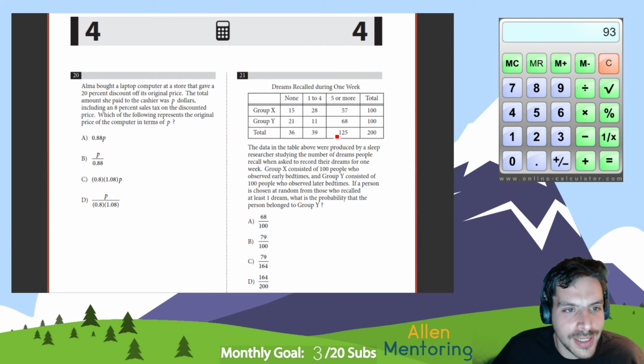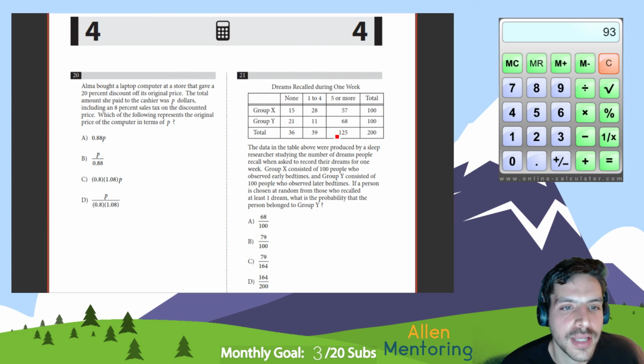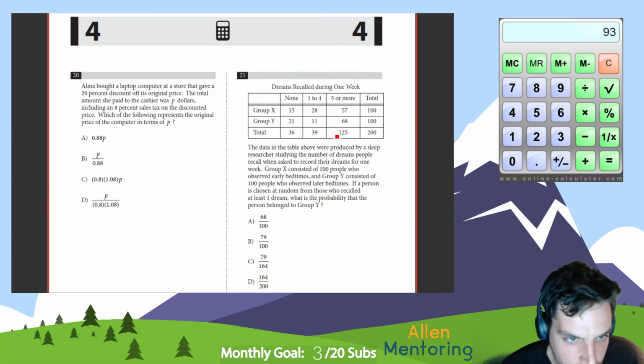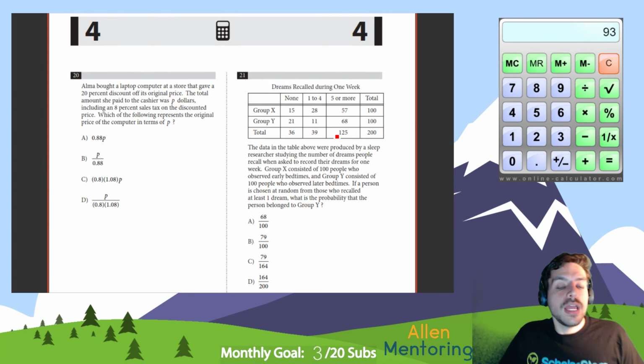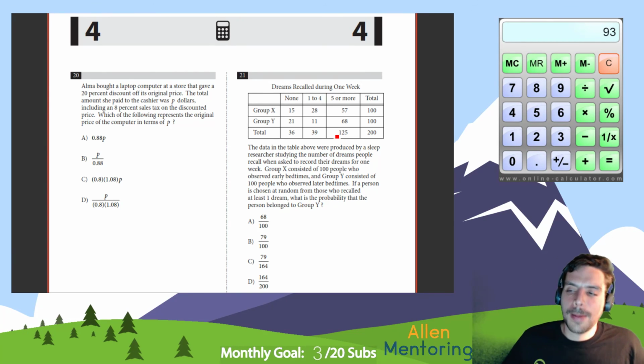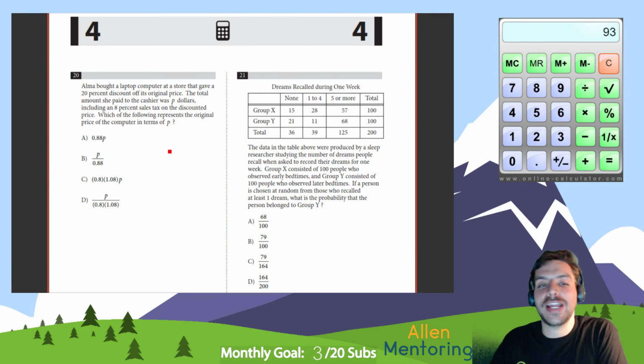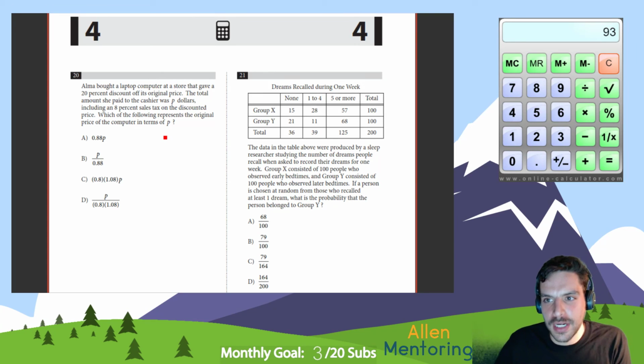So she got a 20% discount off the original price, and then she paid the cashier P dollars. Okay. So in these types of problems, I actually like to use a number for P. You could figure it out algebraically, but I think it's just a little bit easier to put in your own number for P and then substitute it back later in the equation. And you'll see what I mean in a second.